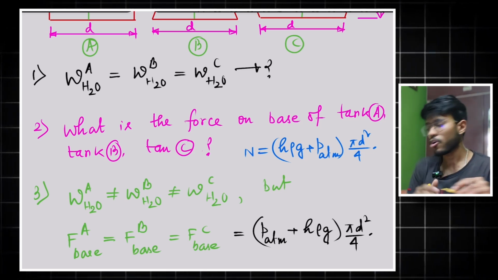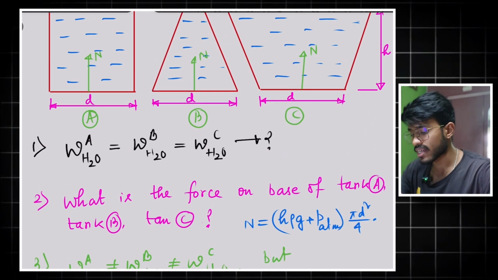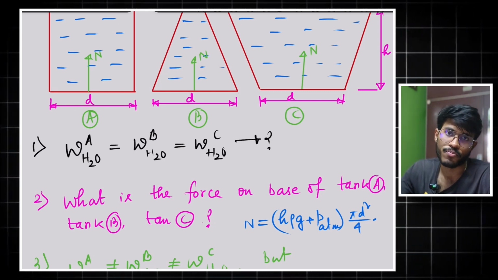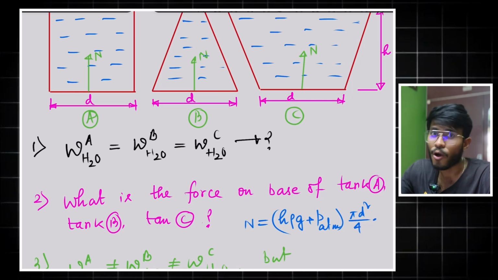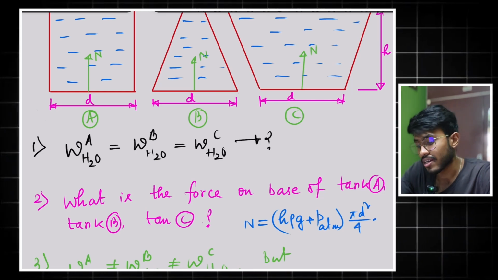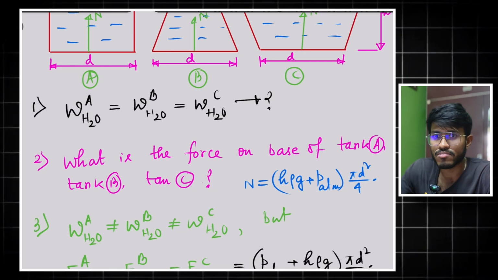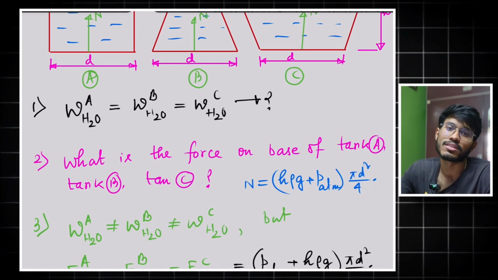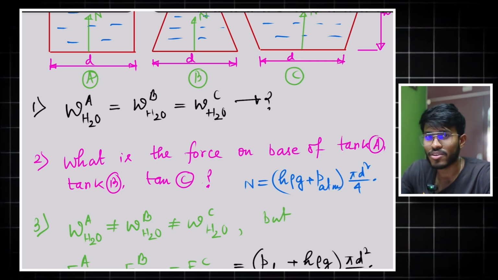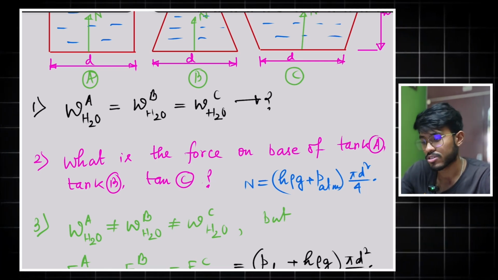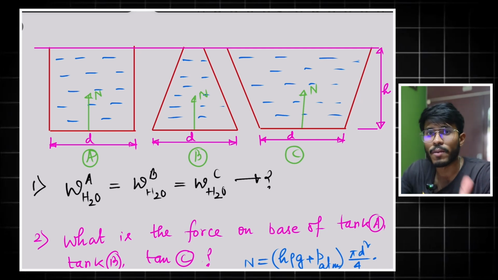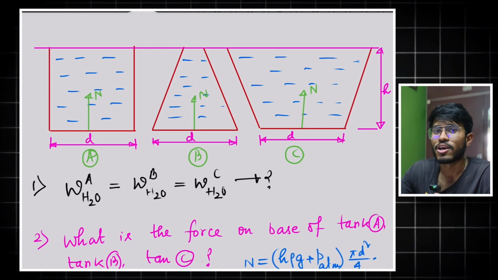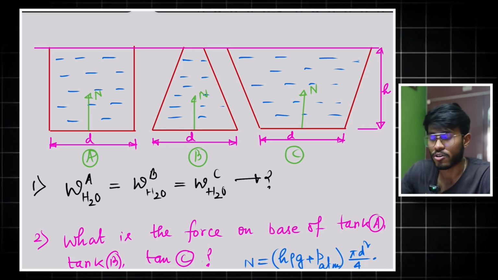So now the question is that here we are getting three different weights of water, but the same normal force. How is it possible? Either the weights of water are the same, or the normal forces are not the same. But we are sure that the weights of water are not the same because the volume is different. We are also sure by simple engineering mechanics that the normal forces are the same for all three tanks. So now you have to solve this paradox.